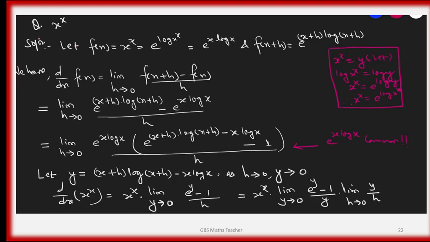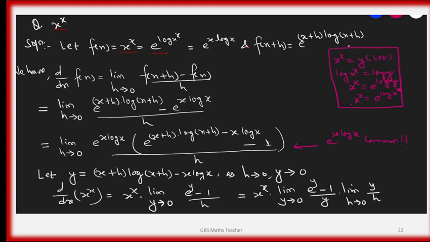Now the next question is x to the power x. Find the derivative of x to the power x from the first principle. For this we suppose f of x is x to the power x, and it can be written as e to the power log x to the power x. It will be e to the power x log x, and f of x plus h equals e to the power x plus h log of x plus h.